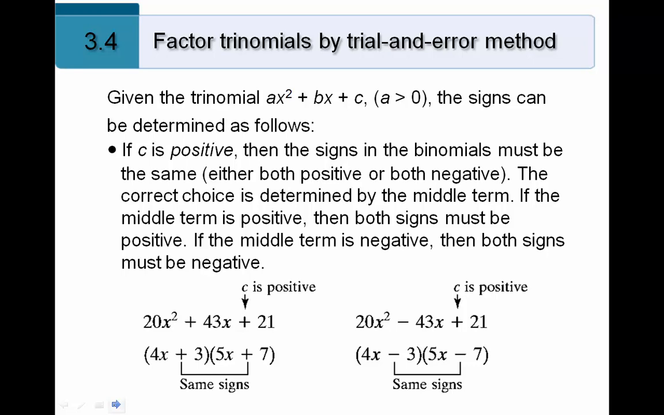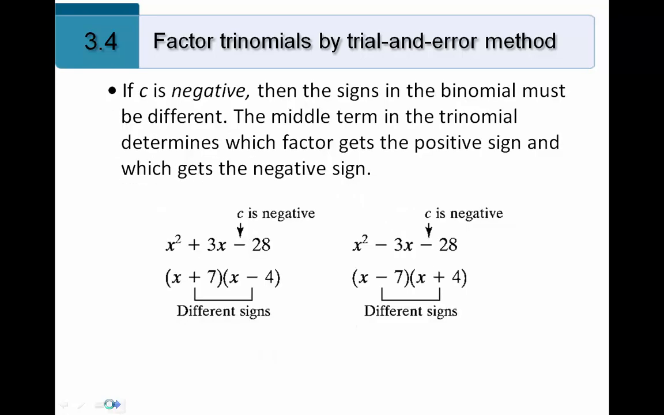Notice if we're looking at 20x squared plus 43x plus 21, notice that the third term here is positive. So that's going to mean that when you factor it back to your binomials that both of these signs will be the same. Okay, so that's just really a reminder. Notice here my third term is positive, your signs are the same. Okay? Your second case, these are your two possibilities. If this is negative, that means when you factor your two binomials, your signs need to be different. Okay?